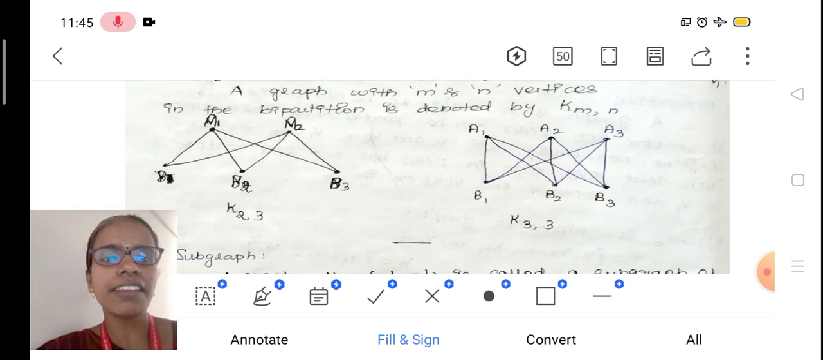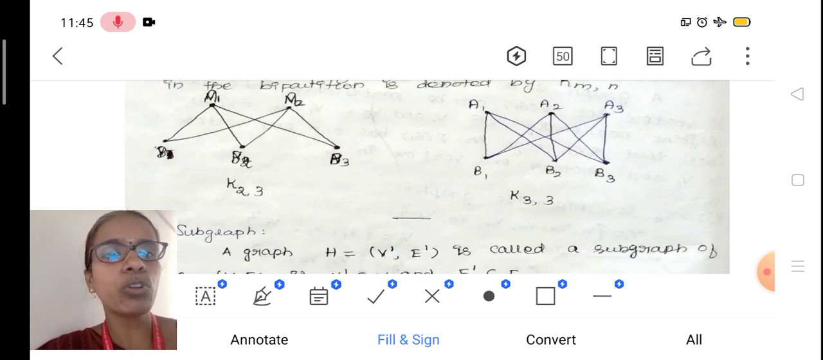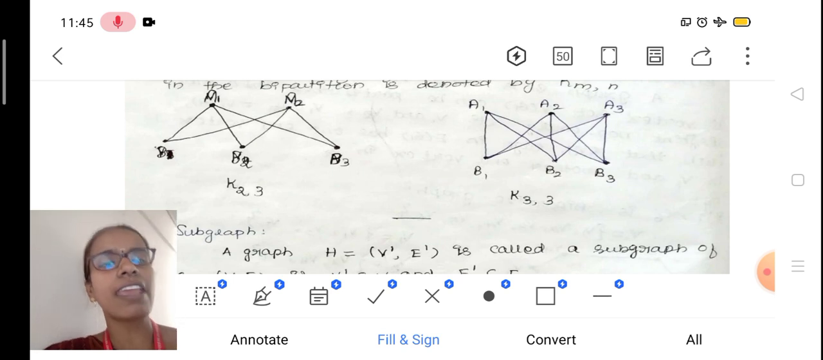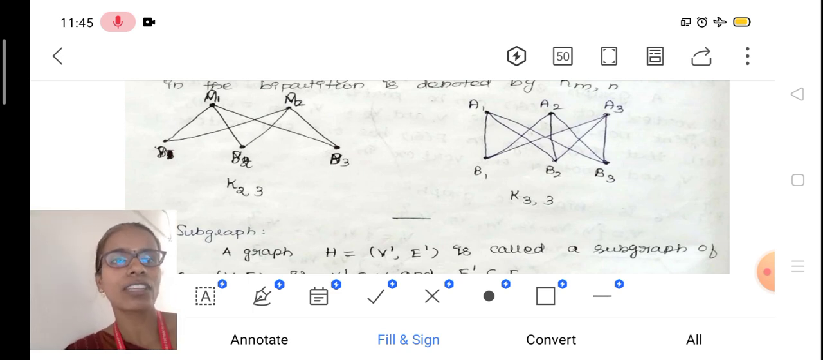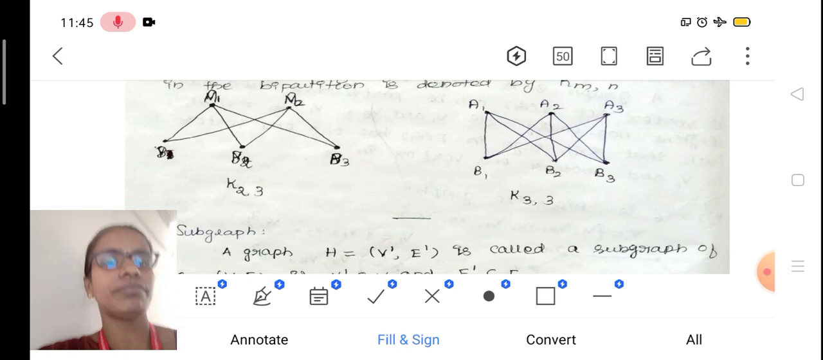You can check it here, 2, 3. In the first partition we are going to take 2 vertices, and in the second partition we are going to take 3 vertices. Okay. In the second case, both are equally 3, 3. That way we can find the partition. After that, we need to check whether the vertices are adjacent. The vertices of V1, the set, are adjacent to the vertices of V2.